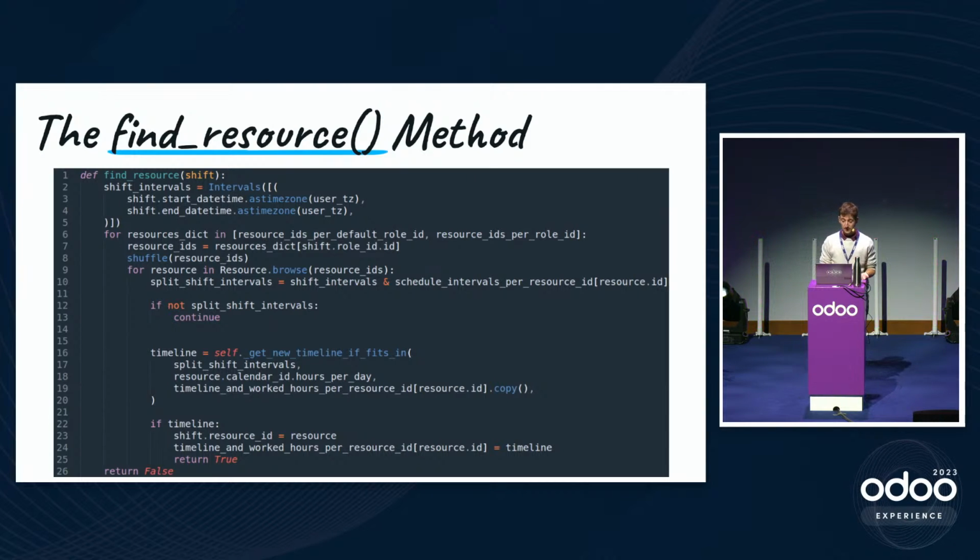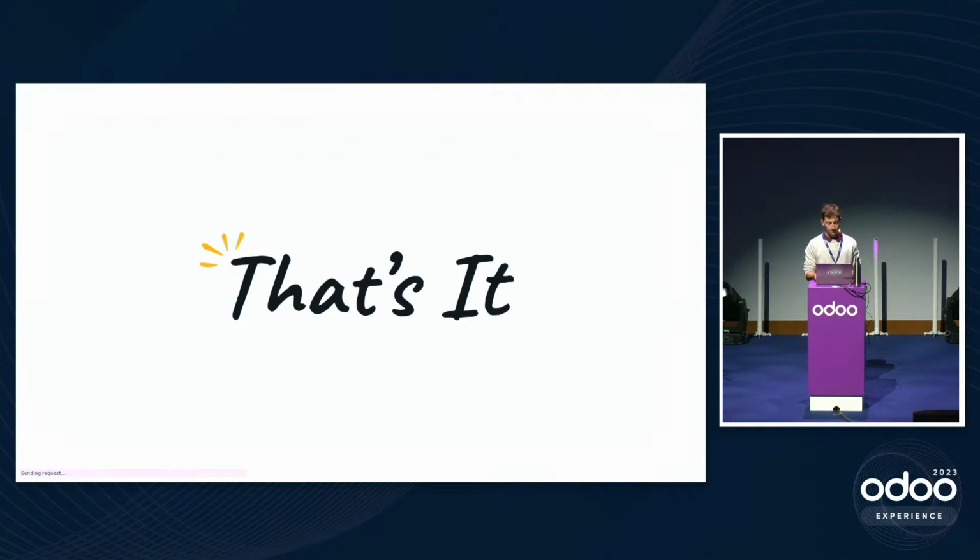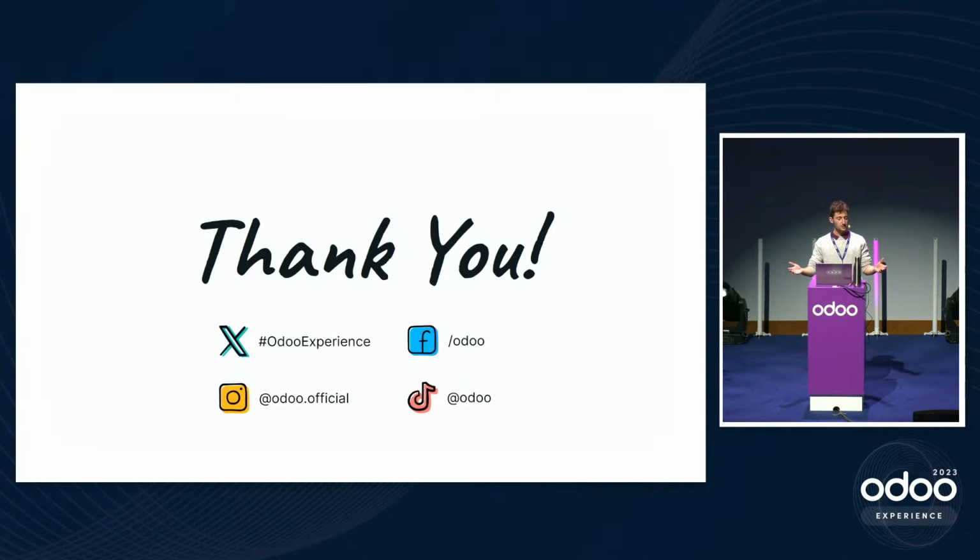Now, if we don't have a timeline, we just continue to the next resource. And we do that for all the resources and for all the dictionaries, whether it's a default role or a regular role. And if we don't find anything, we just return false, which means that we haven't really planned the shift. And that's pretty much it. That's how it works. And that is the end of the presentation.